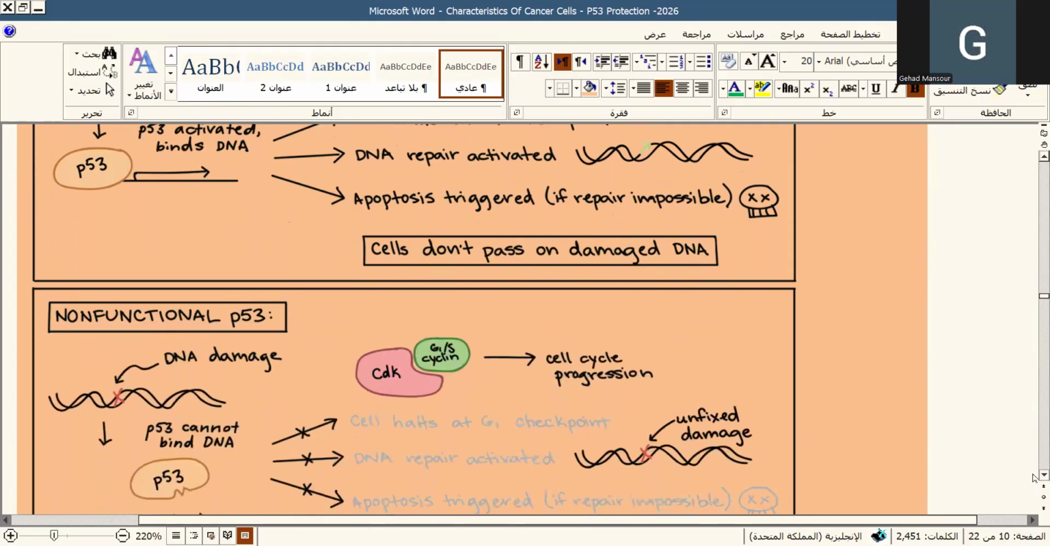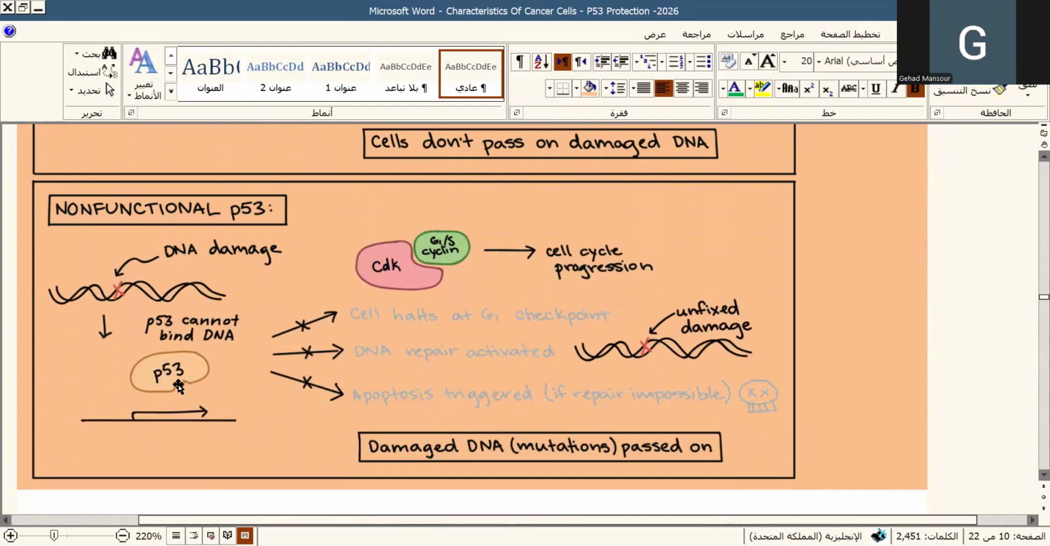But if P53 itself is mutated in the cancer cell, then even when the damage of DNA is sensed by the sensor protein, P53, because it is mutated, will not be capable of binding with the damaged DNA and therefore will not be capable of activating that inhibitory baby blue protein that we saw in the diagram above, and therefore there will be no inhibition of the cell cycle.